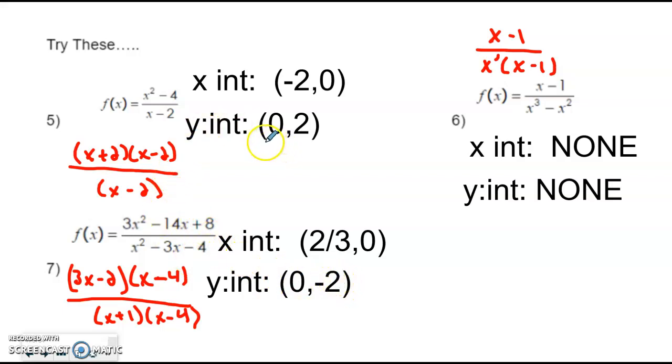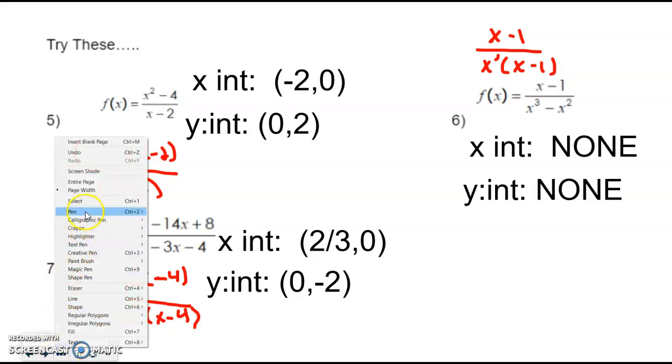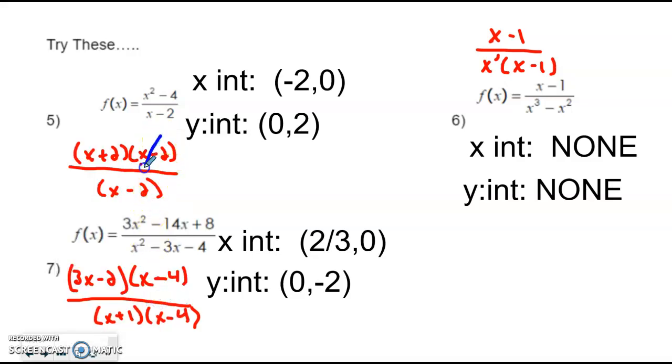Now, when I look at x-intercepts, remember, we want to simplify the fraction as much as possible. So in this case, if I look at what cancels, I know that these two quantities cancel. So for this x-intercept, I'm looking at x plus 2 equals 0. That's what gets you negative 2 for that one.